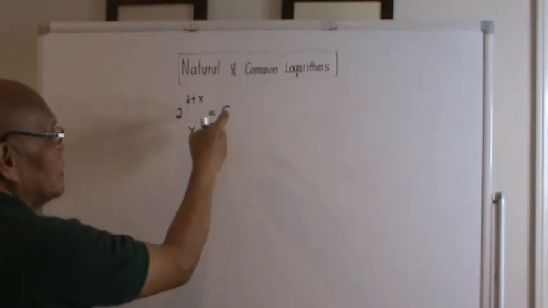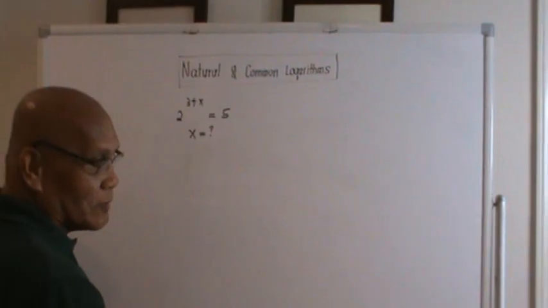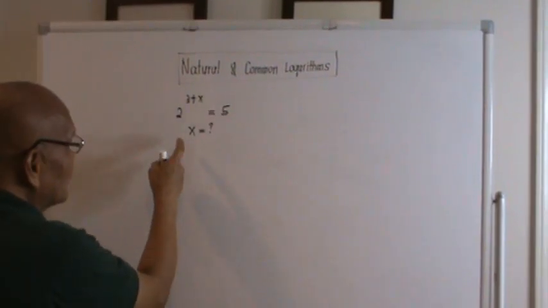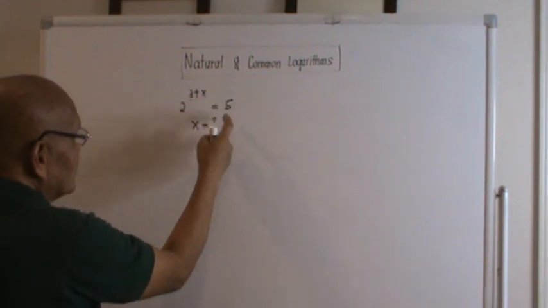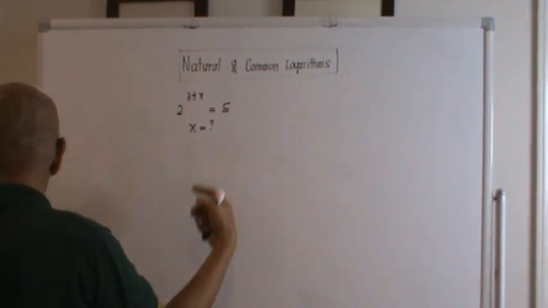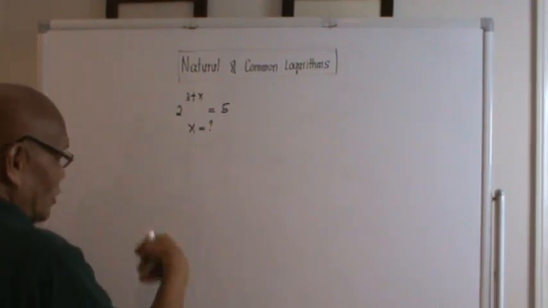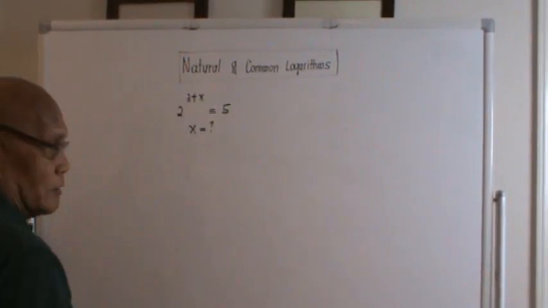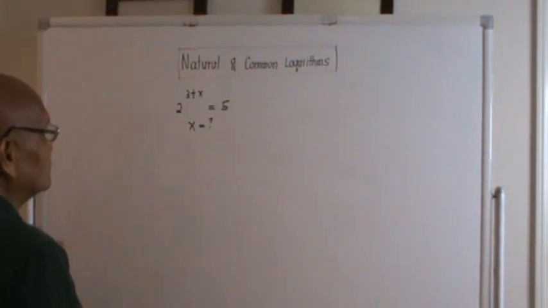To illustrate the concept of natural and common logarithms and solving a problem, we are given the equation 2 raised to 3 plus x, and this should be equal to 5. And the problem is asking for the value of x.